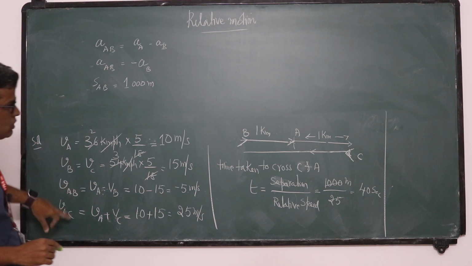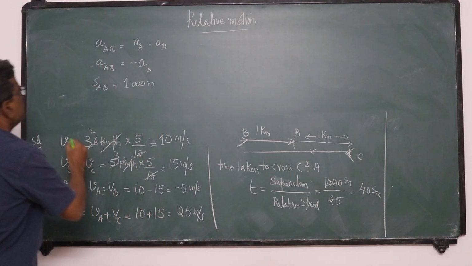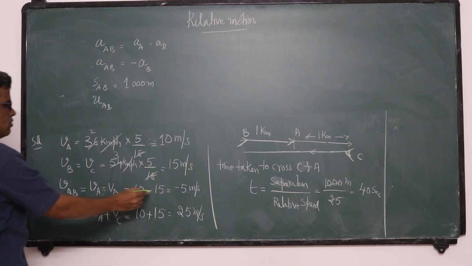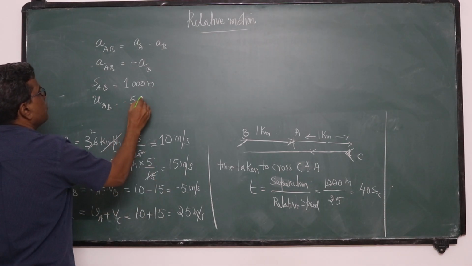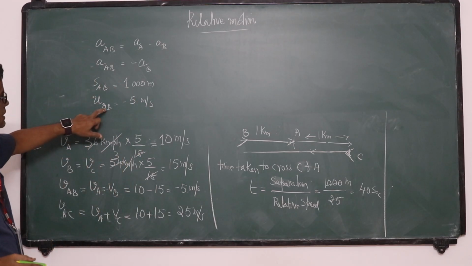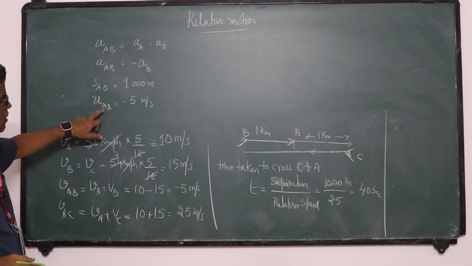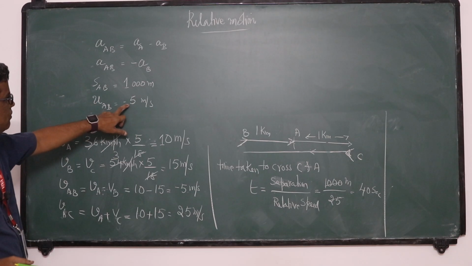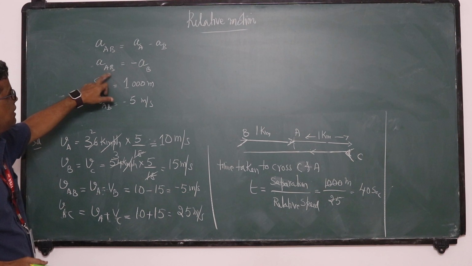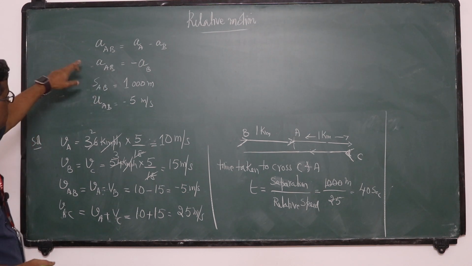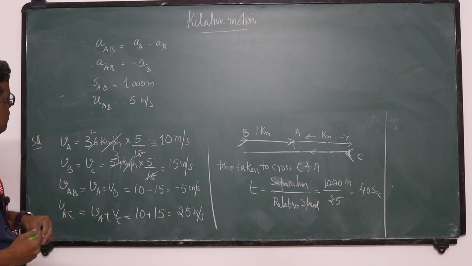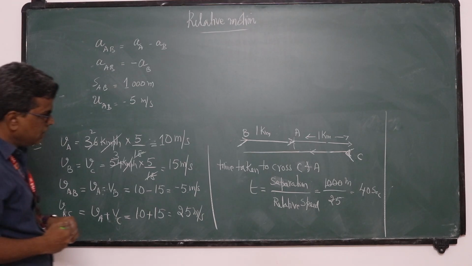Now what is the initial relative speed? Initial relative speed of A with respect to B is minus 5 meters per second. Okay. Now I am using the relative concept: initial relative velocity, initial relative separation, and relative acceleration of A with respect to B. So we have acceleration, displacement, velocity. We want acceleration. Which formula are we going to apply?